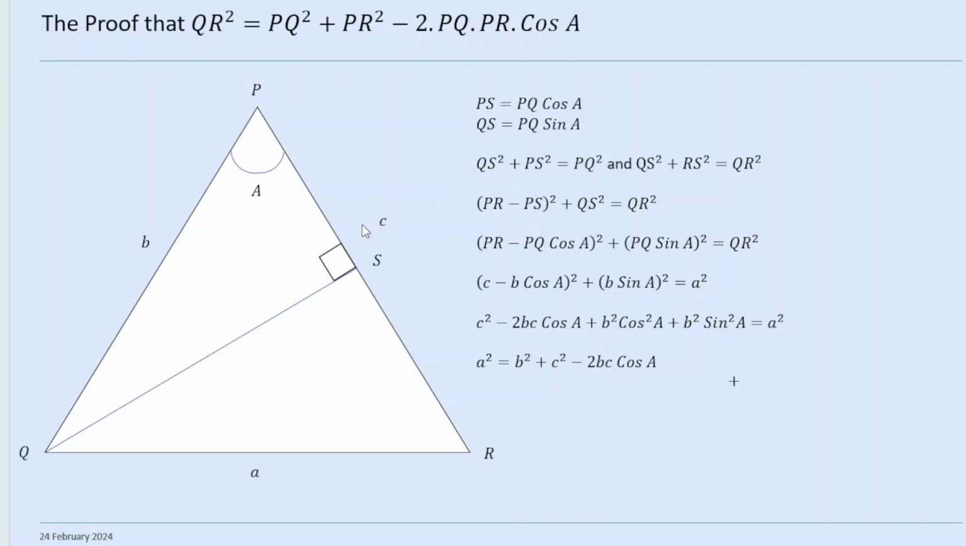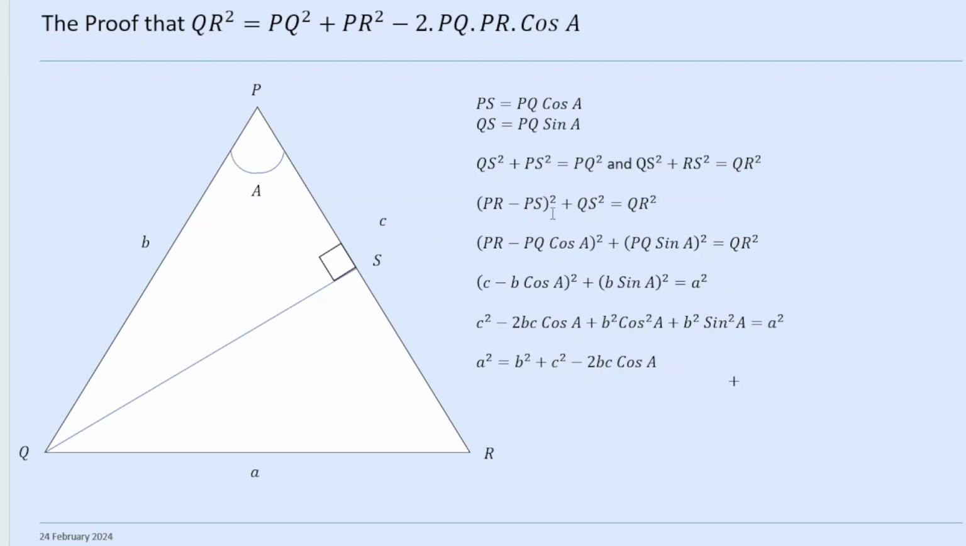And then we simply use Pythagoras on both of these triangles. So QS squared plus PS squared equals PQ squared. QS squared plus RS squared equals QR squared. So there's two applications of Pythagoras' theorem. Then what we're going to do is we look at PR minus PS squared here, which is basically the same as RS. And so that plus QS squared equals QR squared. So we're just substituting in here for RS.